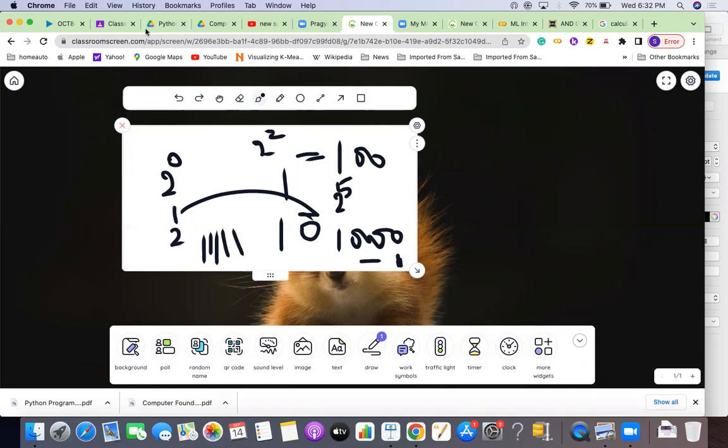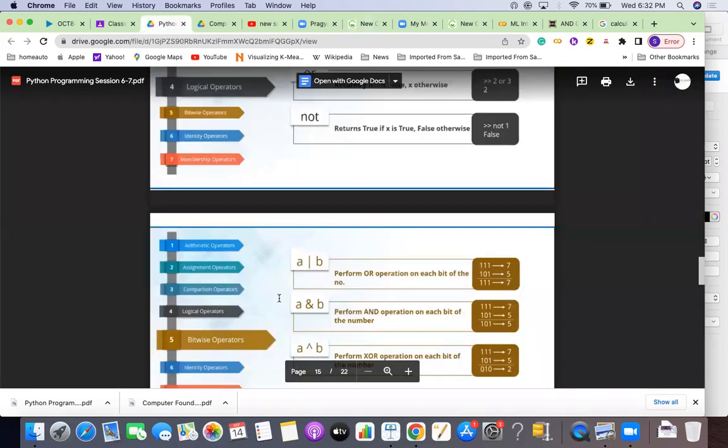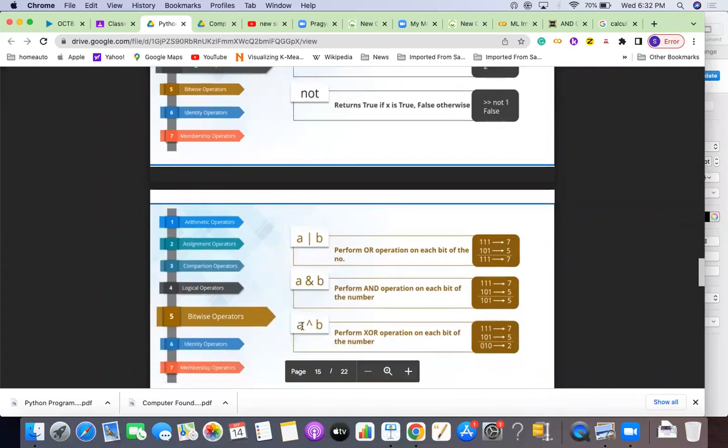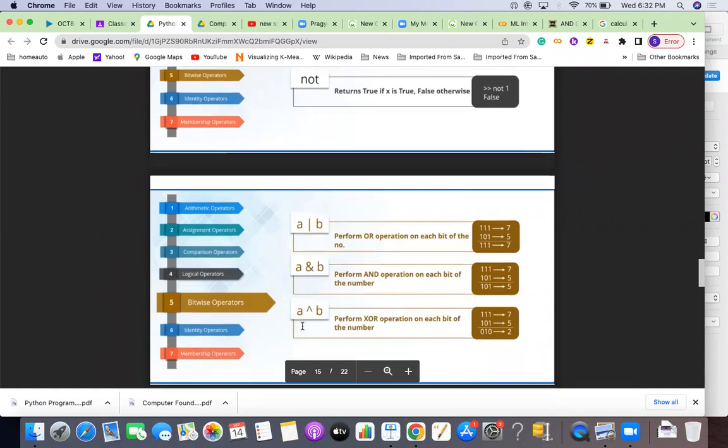Fine. So any questions here? Bitwise OR and bitwise AND. No, sir. Any question? You want me to repeat? Understood or not understood? Yes, sir, I got it. Okay. So the next one is the bitwise XOR.